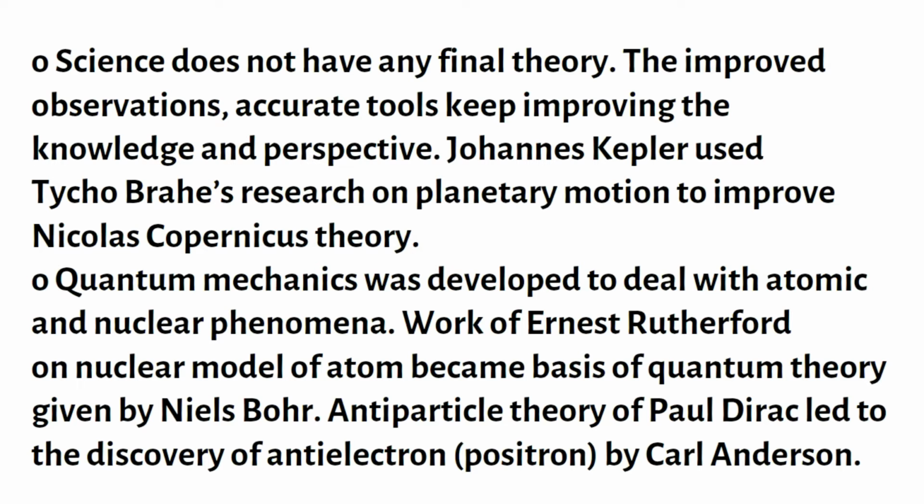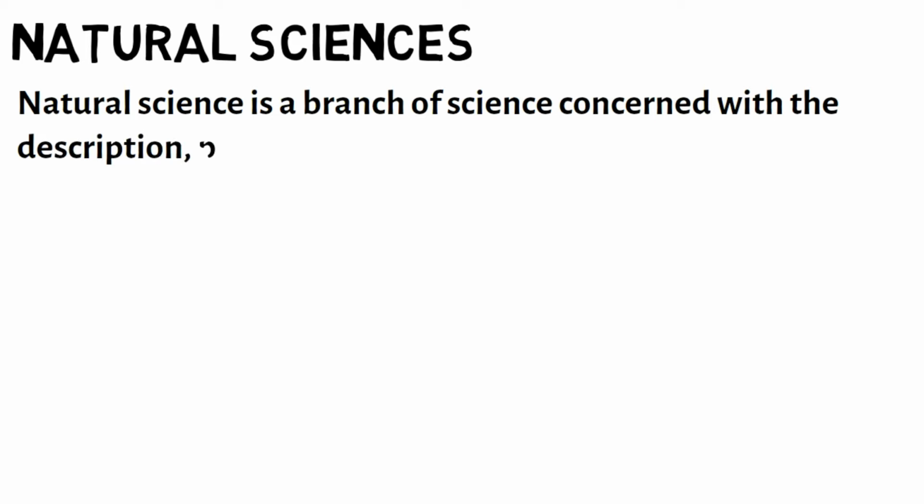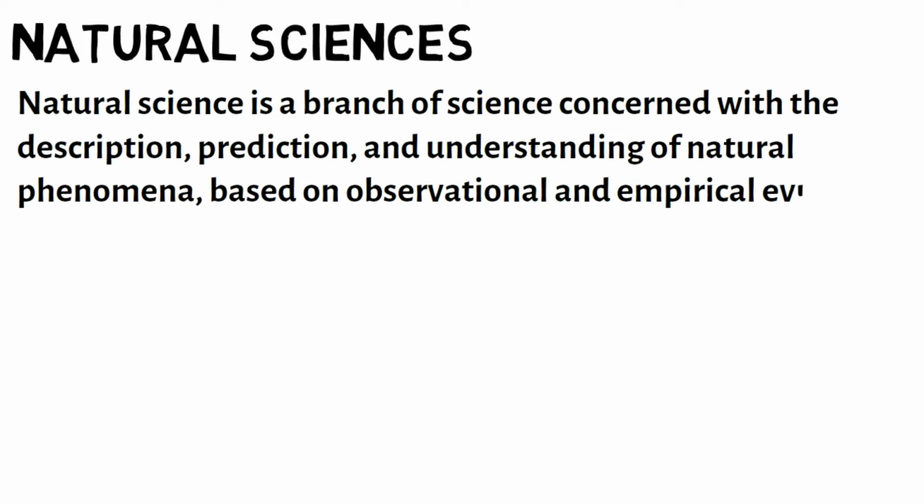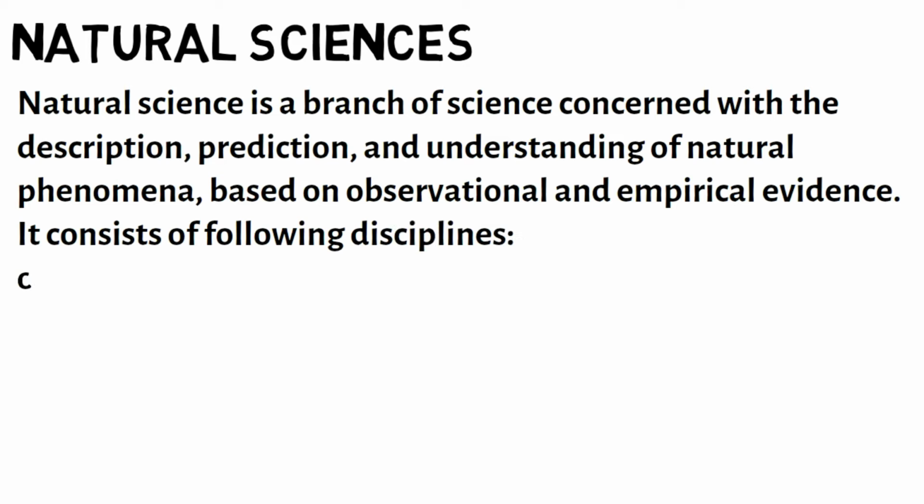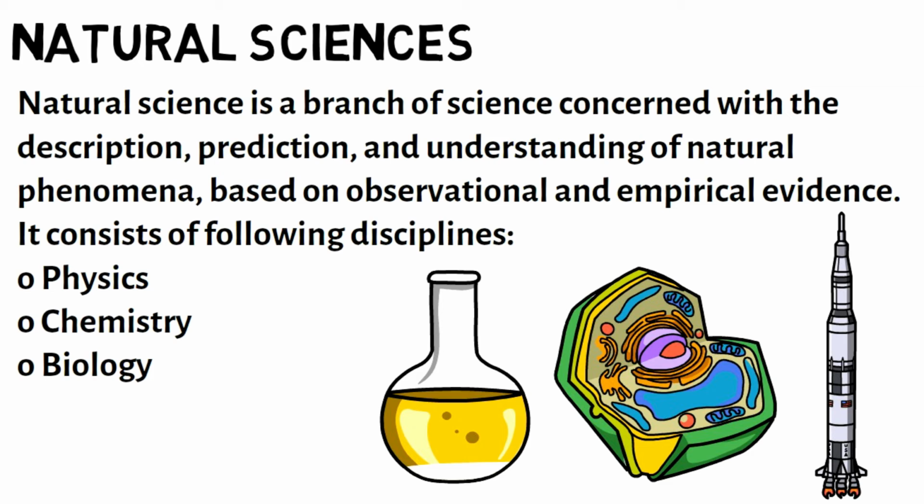Natural sciences. Natural science is a branch of science concerned with the description, prediction, and understanding of natural phenomena, based on observational and empirical evidence. It consists of following disciplines: physics, chemistry, biology.